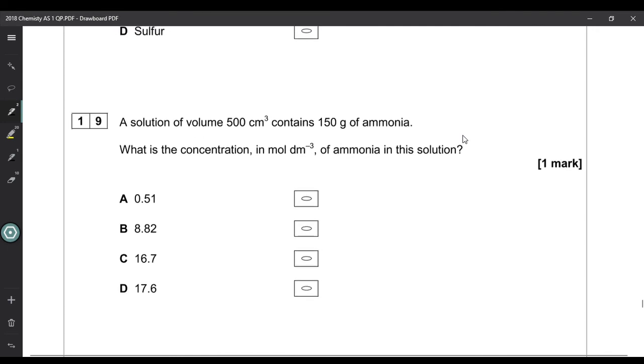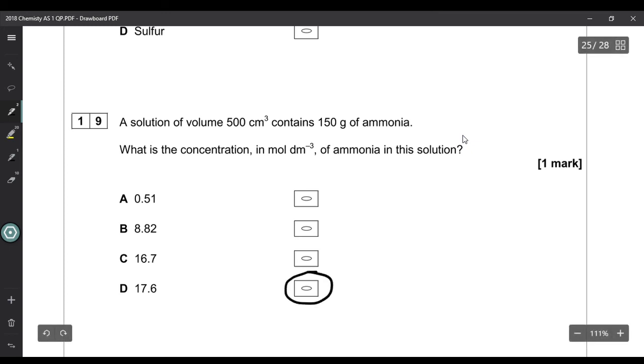So this one is D. Now what we've got to remember is we've got 150 grams in 500 cubic centimetres. So we're going to have to remember that in 1,000 cubic centimetres there's going to be 300 grams of ammonia. So you've got to double this amount, and then it becomes a simple concentration calculation. But some students went wrong just by taking this value rather than the value that would be in 1,000 cubic centimetres.